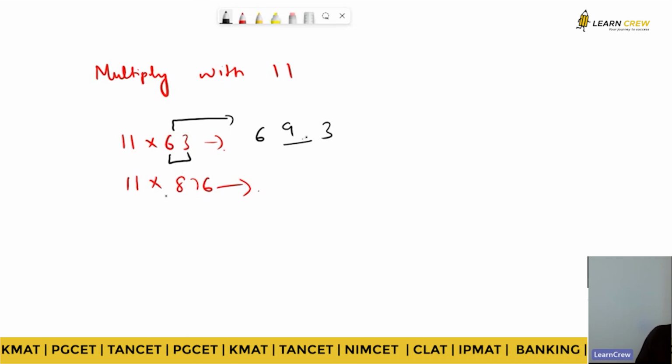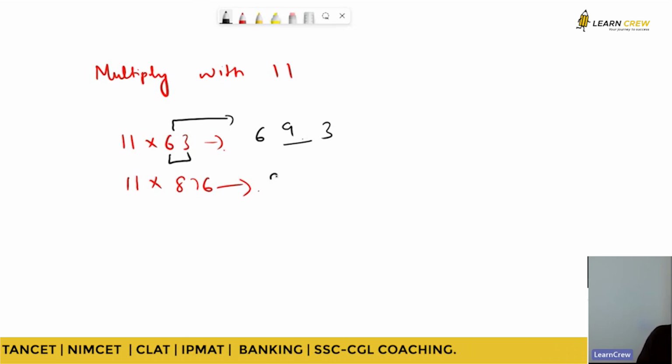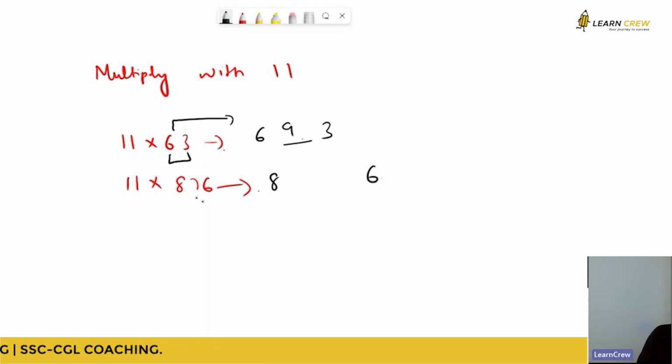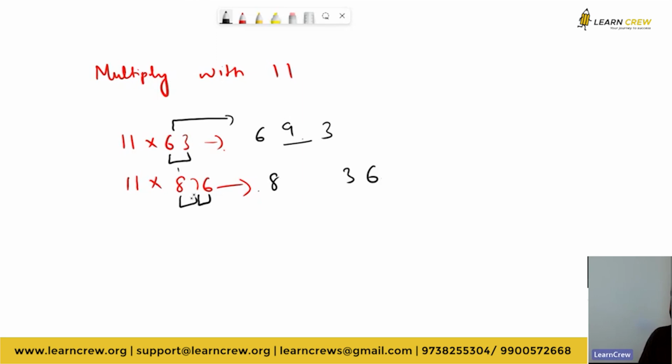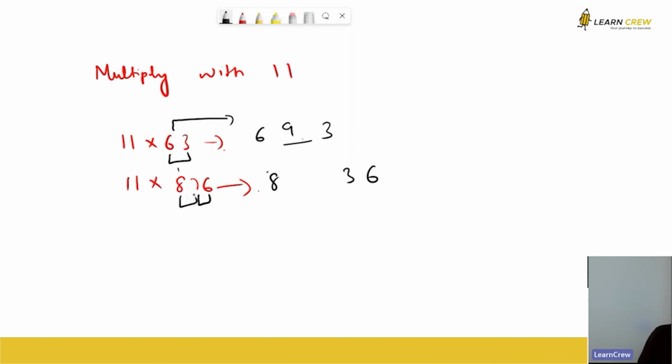Now 11 into 876. Write 8 and 6, add these two. You get 13. So 3 here, carry 1. Add these two, 8 plus 7. 8 plus 7 is 15, plus 1 becomes 16. Add 1 to this. This becomes 9, 6, 3, 6.